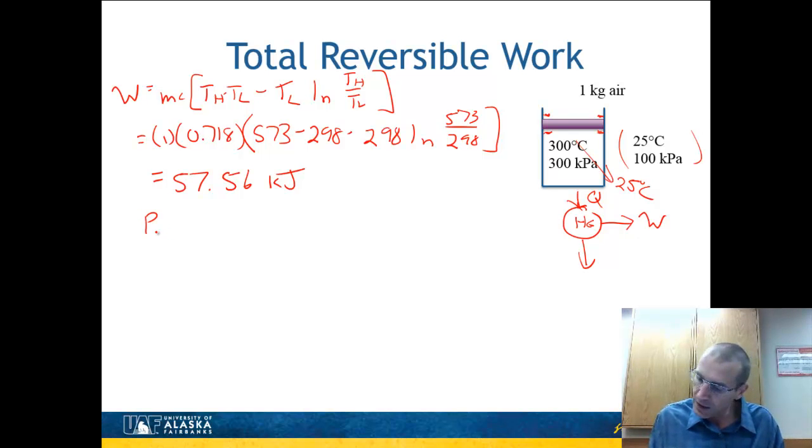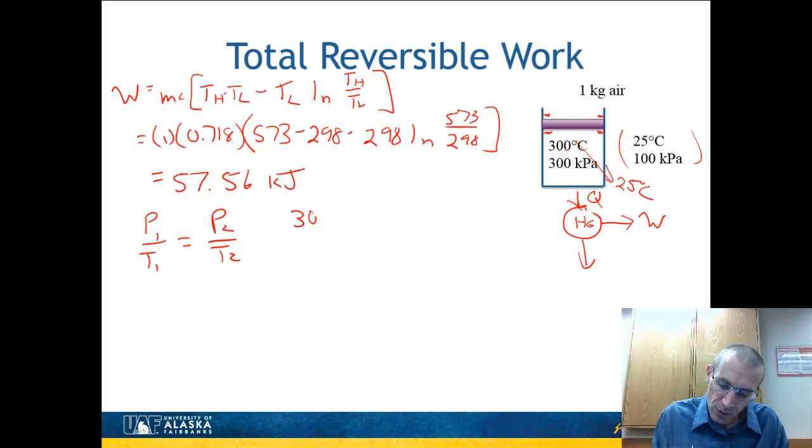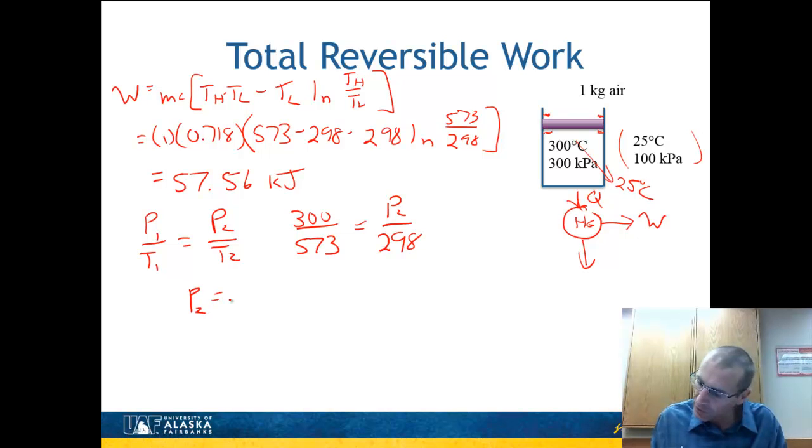So I can use the combined gas law. P1 over T1 is P2 over T2 because the volume was constant. So that means I'm going to have 300 over 573. So the initial pressure over the initial temperature is equal to P2 over 298, which is the final temperature. I can solve for P2 from there. And P2 is 156 kilopascals. So although it's at 25 degrees Celsius, it's still pressurized relative to the outside. So I could now remove these stoppers and have it do some more work. So let's do that step next.